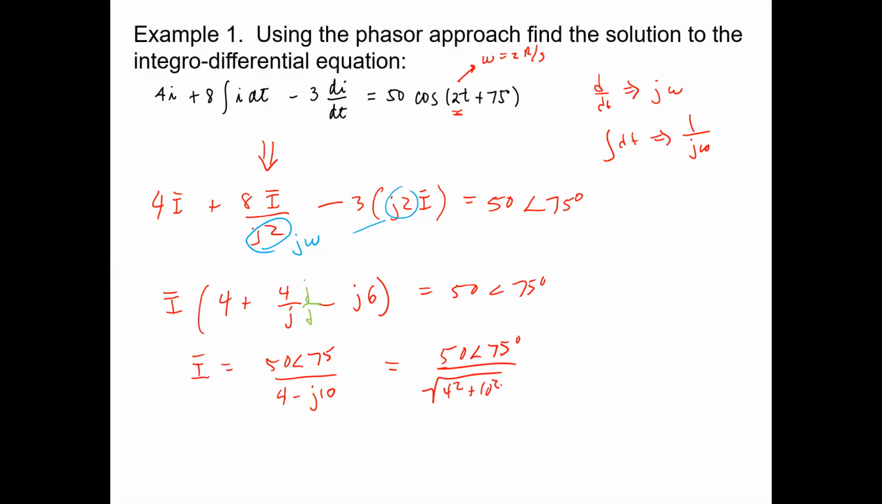The square root of 4 squared plus 10 squared is the magnitude, turning this from complex to polar, with an angle of the arctangent of minus 10 over 4, the imaginary over the real part. So that's going to be 50 angle 75 over root 116 angle minus 68 degrees. You're dividing those, so 75 minus negative 68 gives a phase angle of 143, and the magnitude is 4.64.